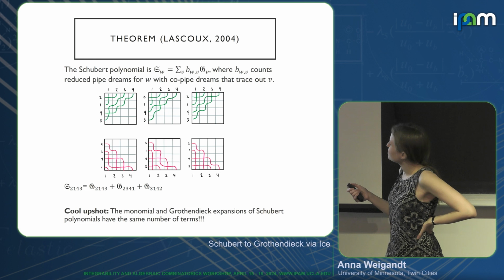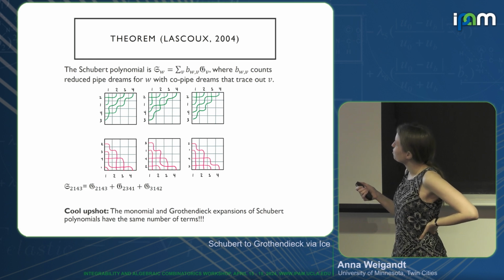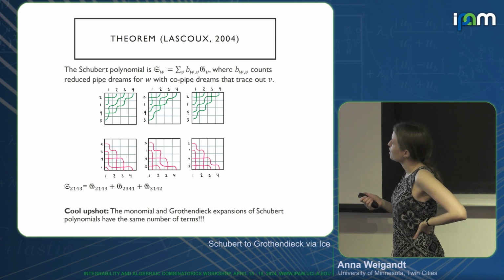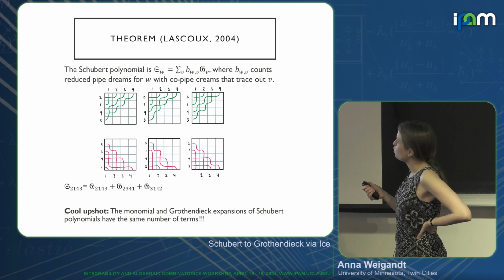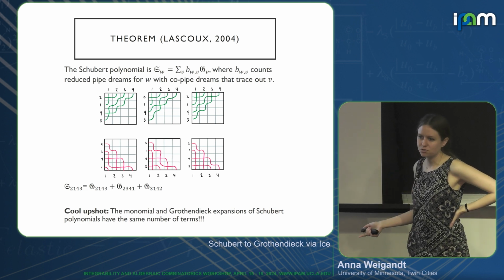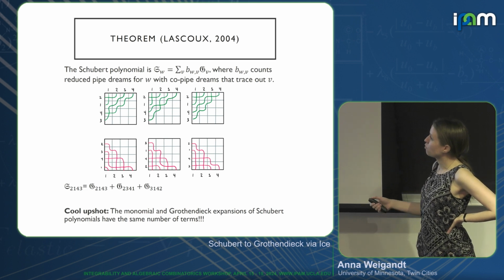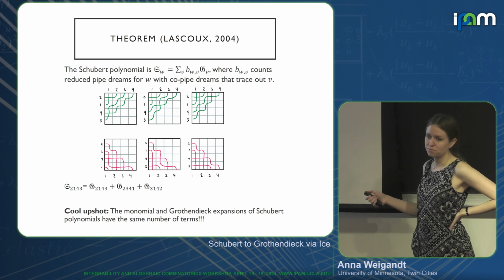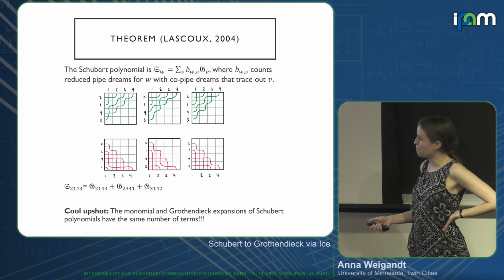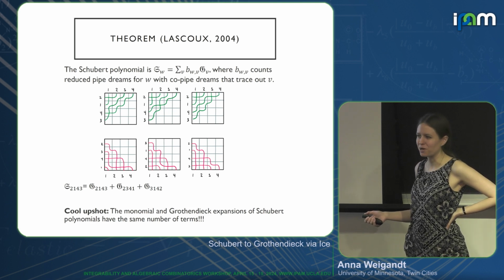So here, it's a similar looking formula. We get these coefficients B, W, V. They count reduced pipe dreams for W with co-pipe dreams that trace out V. So the co-pipe dreams don't need to be reduced anymore, but we're summing only over reduced pipe dreams for W. So here's what this looks like, and again, a positive expansion into Grothendieck polynomials.